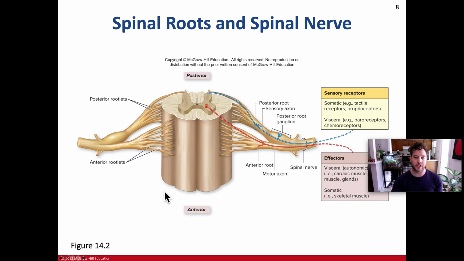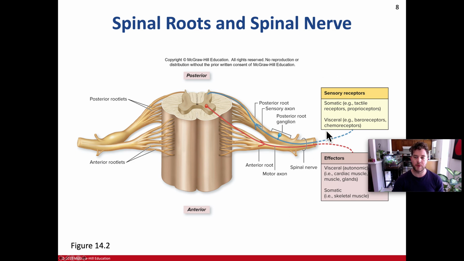So here is just a representation of that. You see these rootlets in direct contact with the spinal cord, and then as you branch off, you have your posterior root and your anterior root, and they join to form the actual spinal nerve. Here's that posterior root ganglion with the cell bodies, and for the anterior root, the cell bodies are in the spinal cord itself.